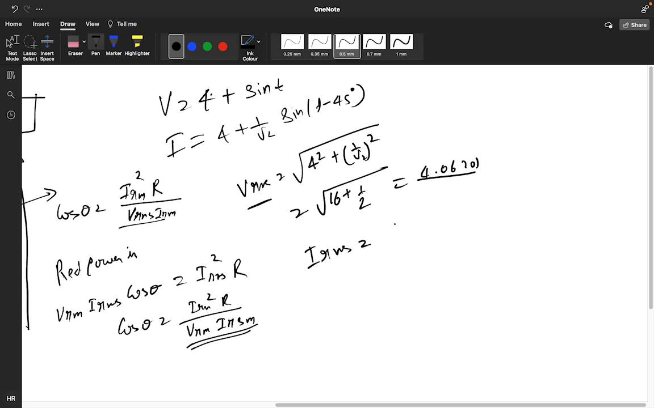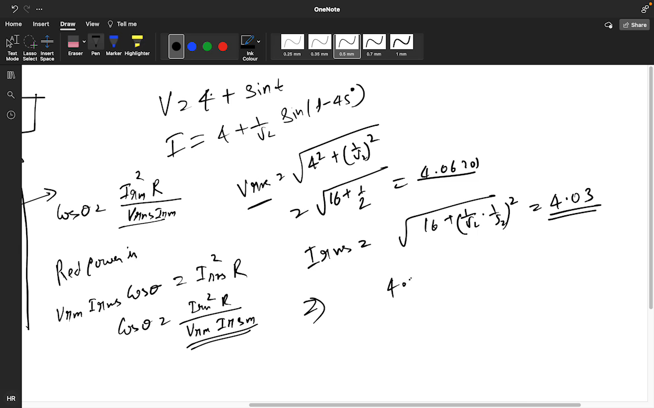So for the IRMS value, solve again: 16 plus 1 by root 2 into 1 by root 2, the whole square. What value was it coming, Prasanna? 4.03, yeah, 4.031. Okay. Now substitute the value and get the result. 4.03 the whole square into R, where R is 1, divided by overall VRMS 4.06 into 4.03. That will give you cos theta. So solve it and tell me the result.